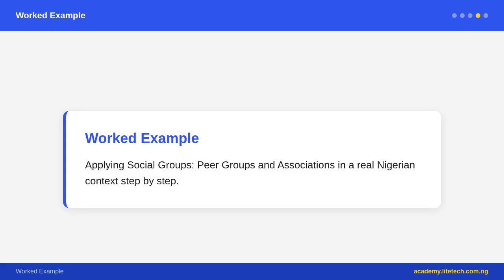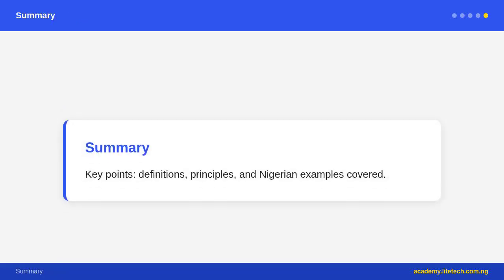Cultural associations, groups organized around ethnic, linguistic, or cultural identities, such as Afenifere, Yoruba, Ohanaeze Ndigbo, Igbo, and Miyetti Allah, Fulani. These promote cultural heritage and represent their community's interests in national affairs.